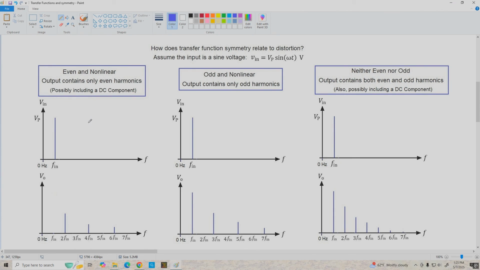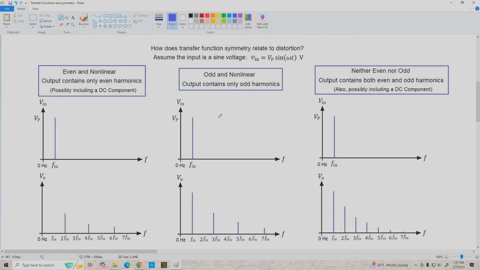If we apply this input to a system that has an even transfer function and it's nonlinear, then the output should contain only even harmonics of the original input. So on our output we should see 2Fin, 4Fin, 6Fin, and so on, and possibly a DC component at 0 times Fin. Because remember, 0 is an even number, so that counts as an even harmonic of our input signal, no matter what the frequency is.